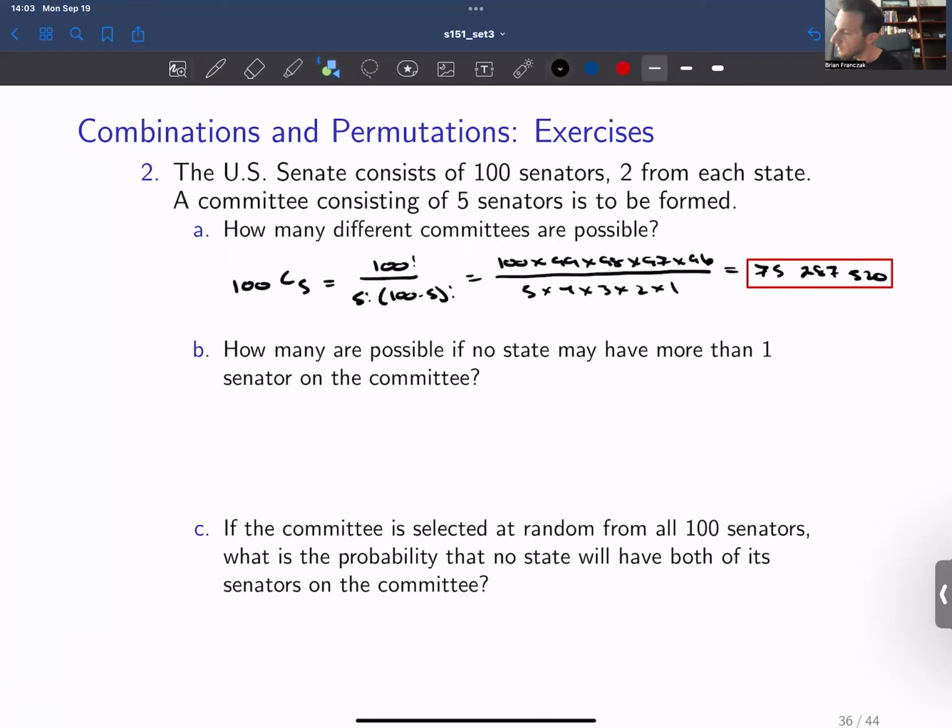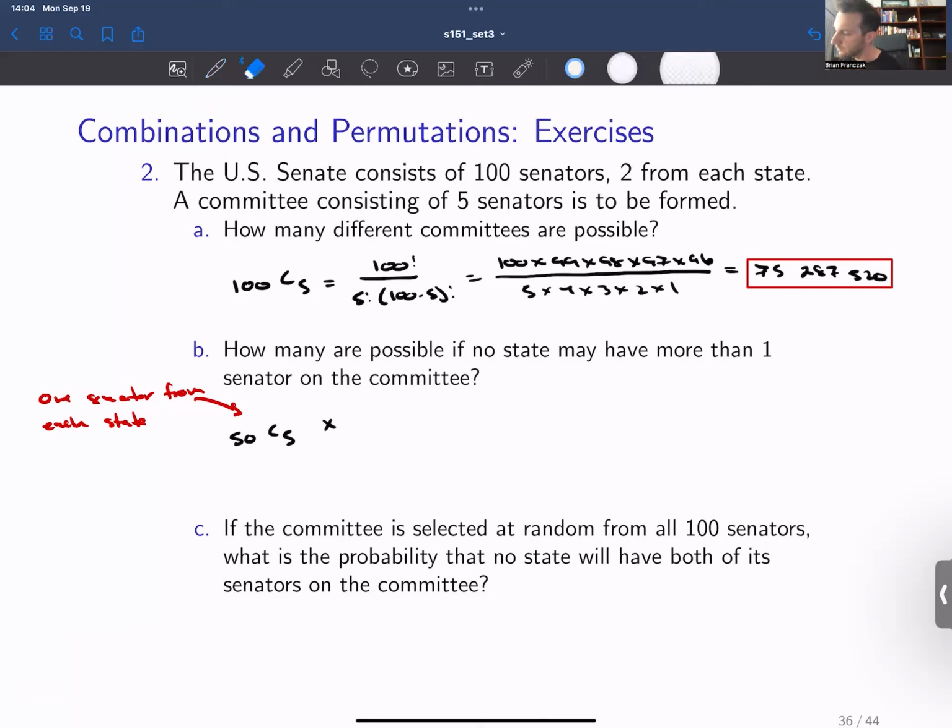Okay. So first off, the first part of this problem is basically asking how many different committees of size 5 can be formed if I have 50 states available to me, right? So I want to draw one senator from each state. So the first part of this calculation is going to be 50C5, right? And then this is one senator from each state, okay?